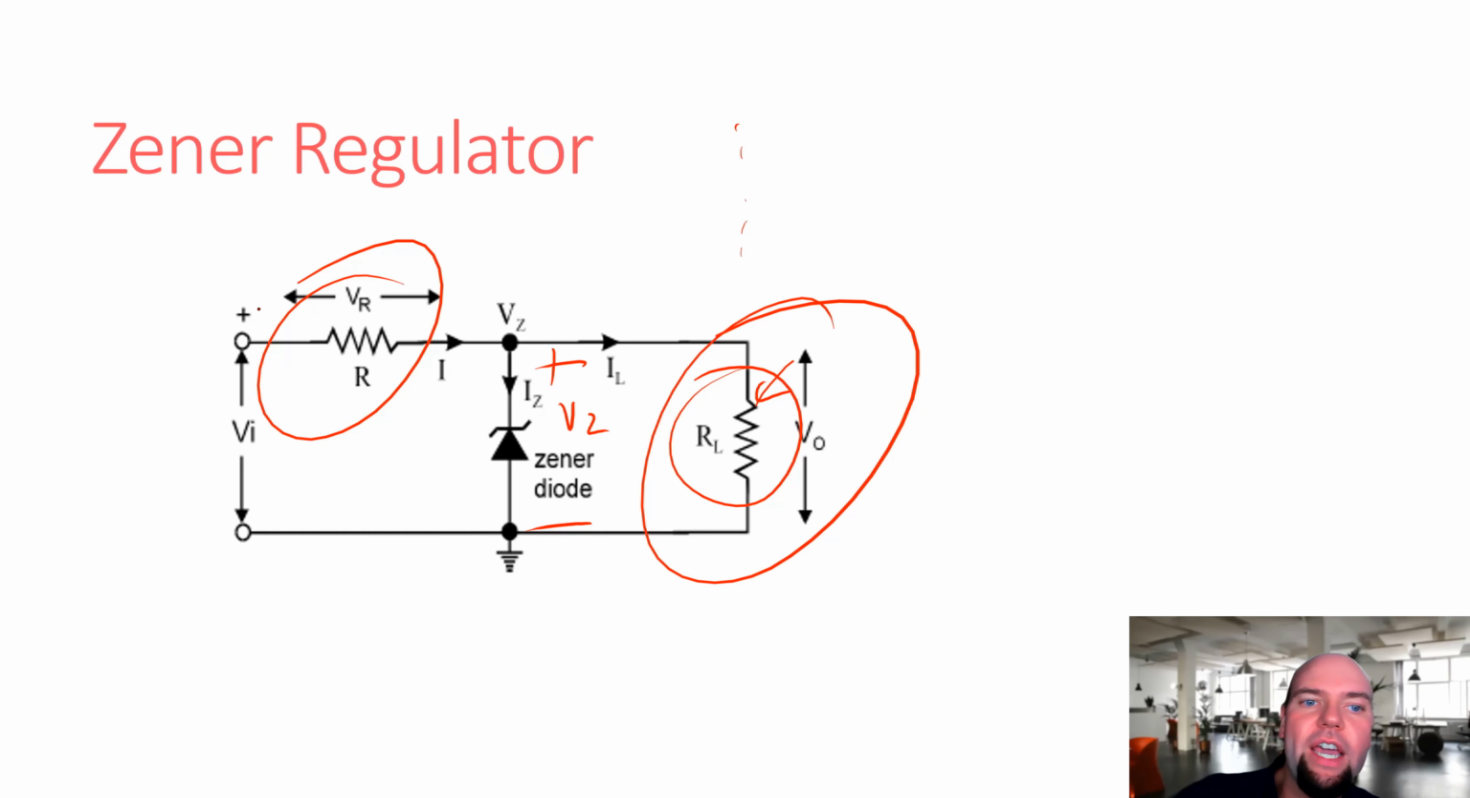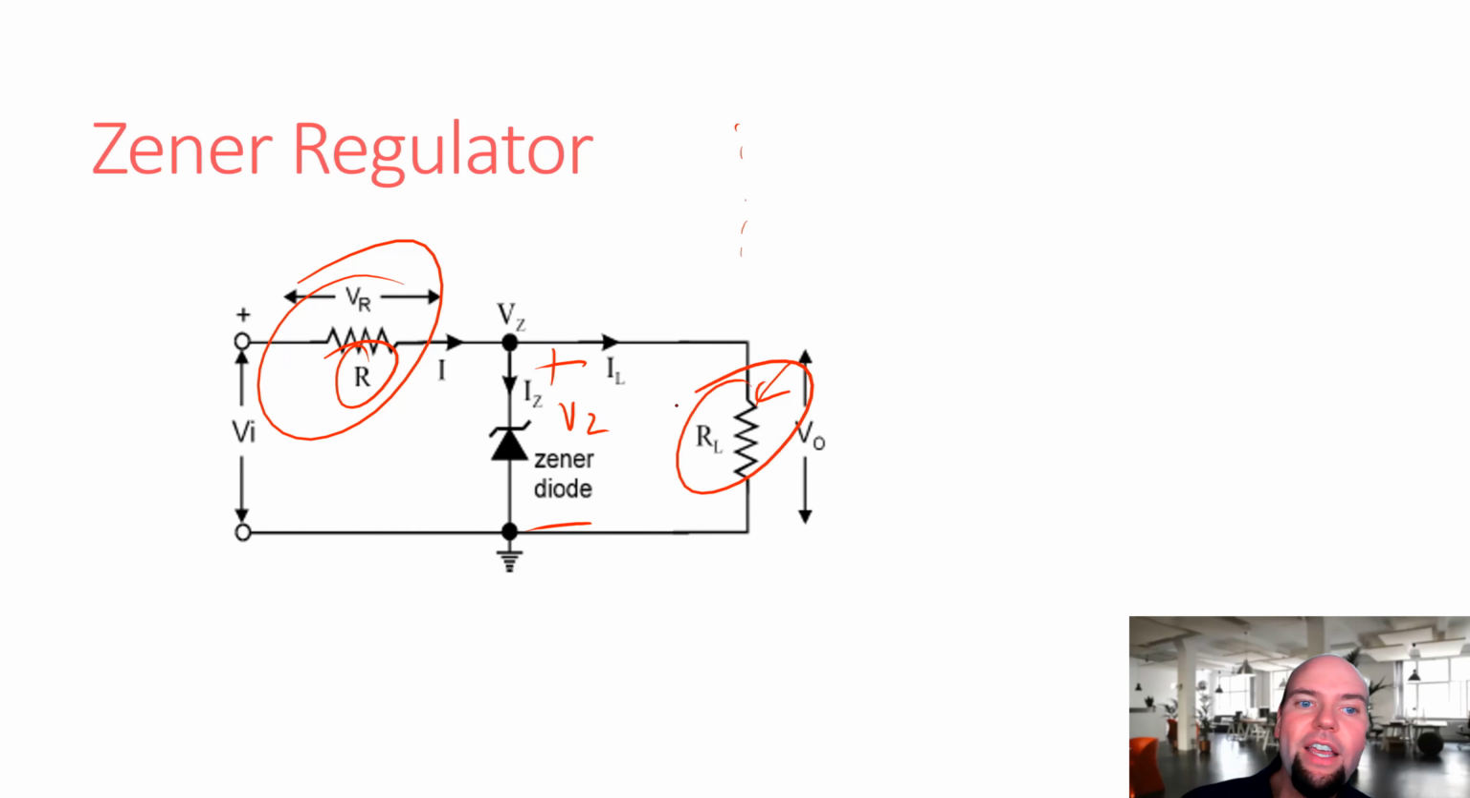So you might say, okay, we can fix that by just making this R very small. Well, that's okay. But then if this load is big, you are burning an enormous amount of current through this Zener diode if you're going to play that game.